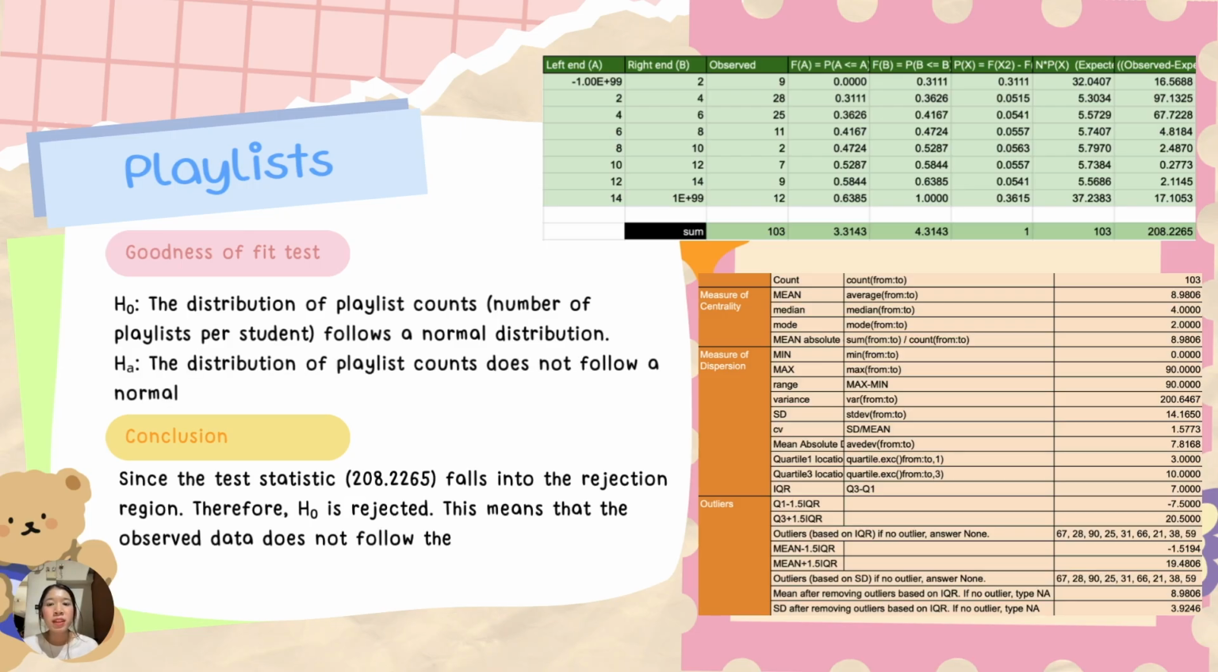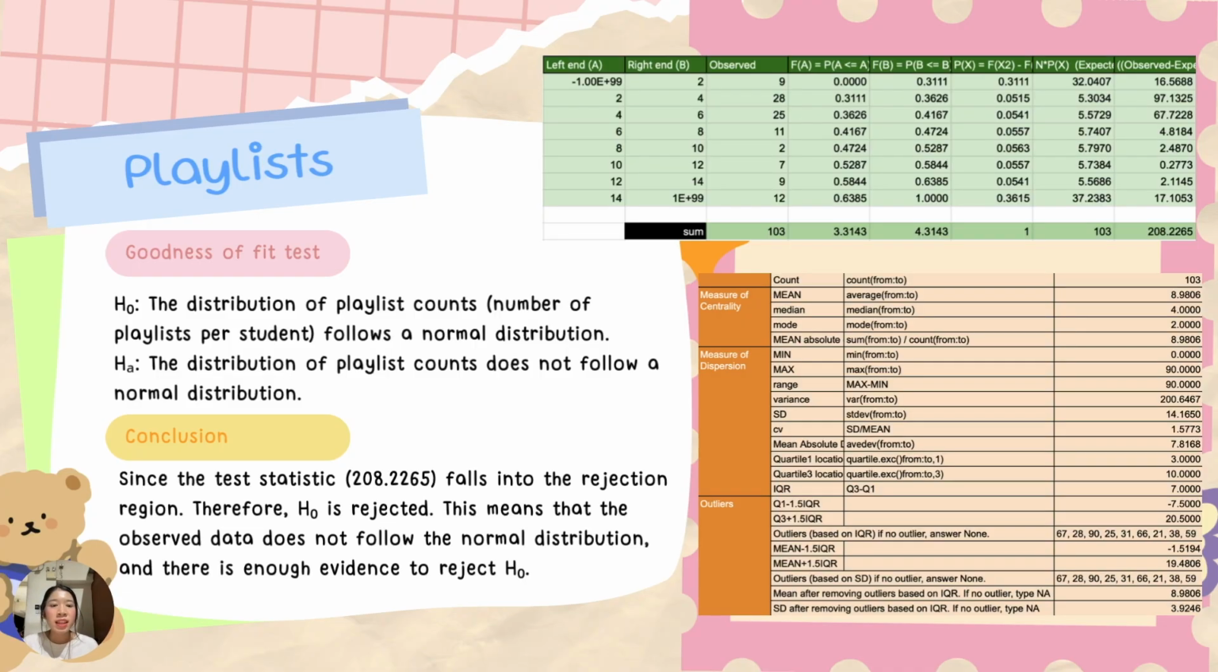The null hypothesis H0 assumes that the distribution is normal and the alternative hypothesis H1 suggests it isn't. The statistic is 208.2265, which falls in the rejection region, so we reject the null hypothesis. This means the distribution of playlist counts doesn't follow a normal distribution, and we have enough evidence to reject H0. In addition, we have provided some summary statistics like mean, median, and standard deviation to better understand the data spread and central tendencies.